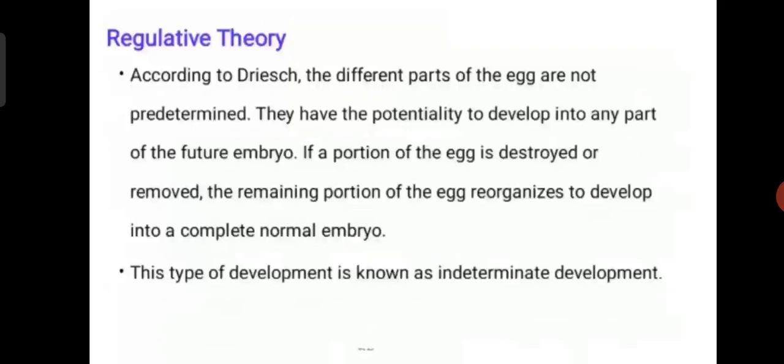Next we come to the regulative theory. What is the regulative theory? Different parts of the egg are not predetermined. They have the potentiality to develop into any part of the future embryo. If a portion of the egg is destroyed or removed, the remaining portion of the egg reorganizes to develop into a complete normal embryo. Therefore, this type of development is known as indeterminate development. According to Driesch, if a small piece of an egg is removed or destroyed, the remaining portion reorganizes to develop into a complete normal embryo. Such development is said to be regulative development.